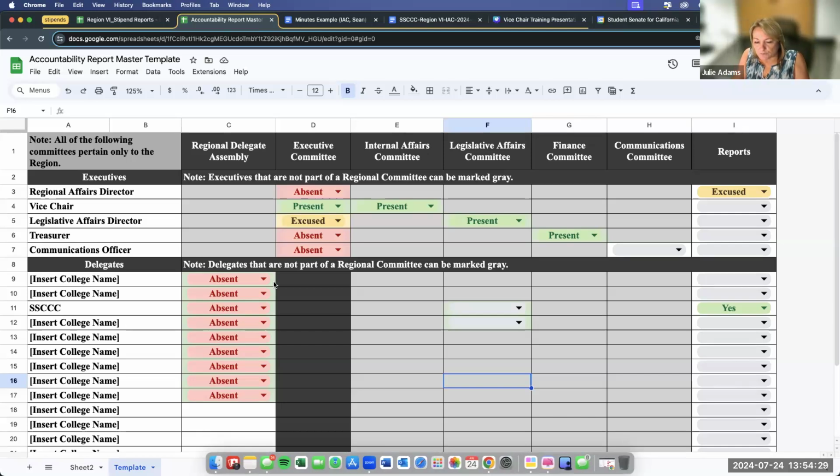If you have issues with your region, as far as maybe you're unable to get a delegate assembly or an executive board meeting, or maybe you're having challenges in your region as far as getting folks to attend or maybe tracking, then you can take that to the IMC meeting and have a conversation with the other vice chairs. But if it comes to the form and completing the form and how to use the form, staff will show you how to do that.